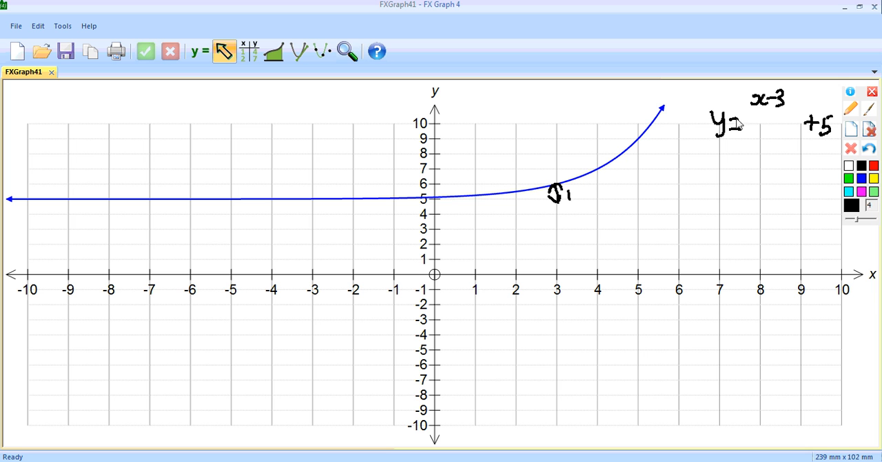I've just got to work out what that number is. I go 1 across, and I've gone up 1, 2. So I went up 2, that means that number there is 2.